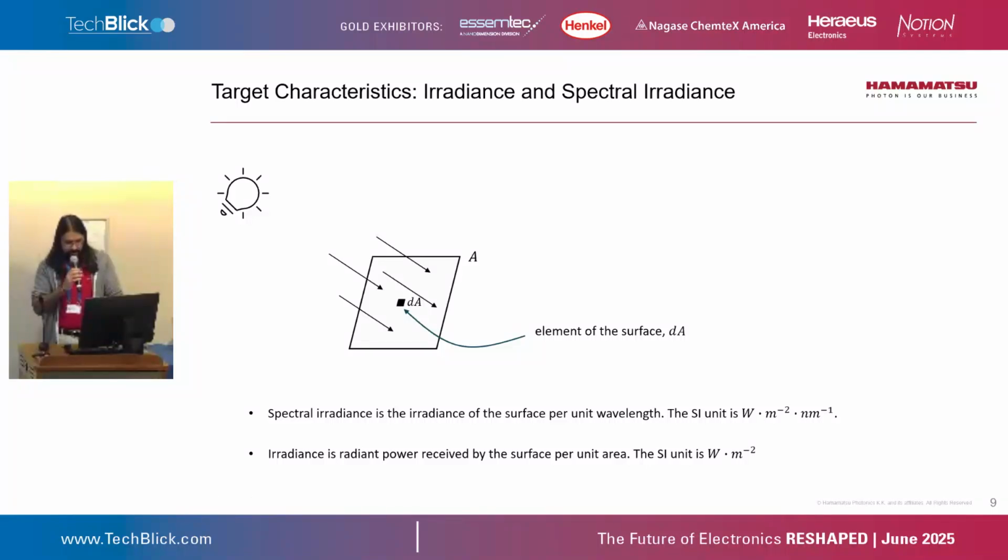The next characteristics are irradiance and spectral irradiance. Irradiance is the total power of the light received per unit area and considers all wavelengths. Spectral irradiance, on the other hand, is the power of the light received per unit area per wavelength. So this measure is wavelength dependent.